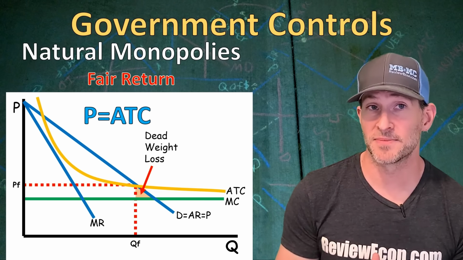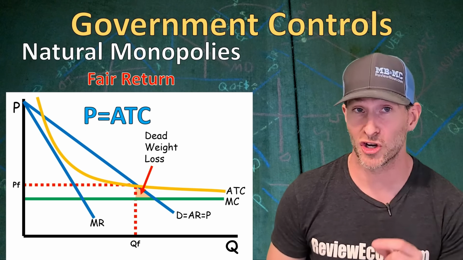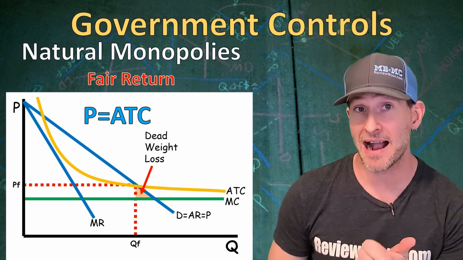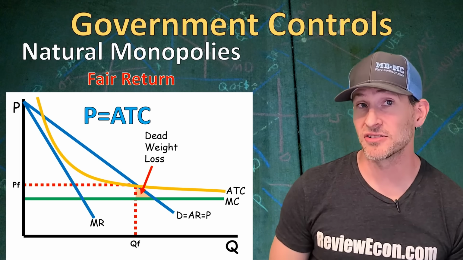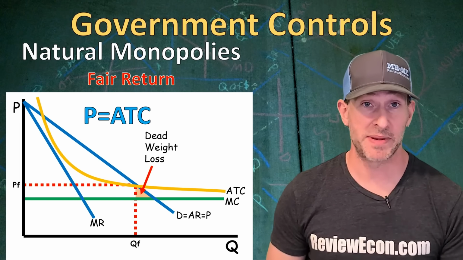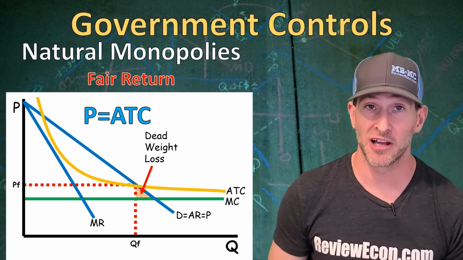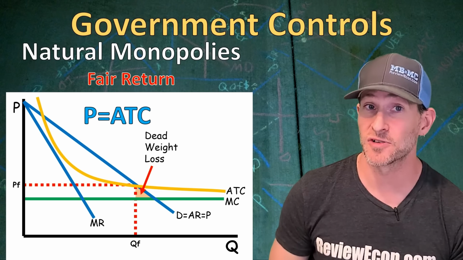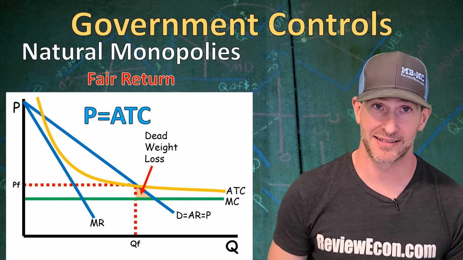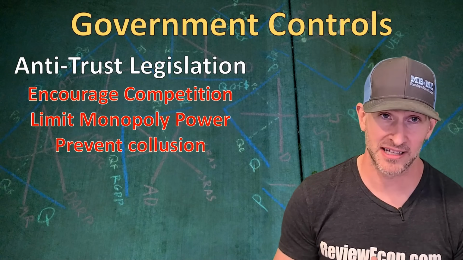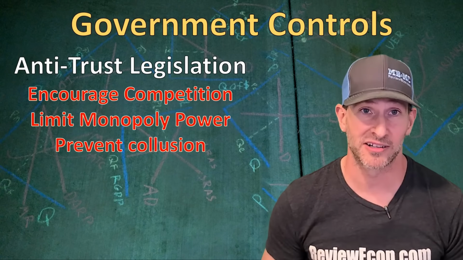If providing a lump sum subsidy is not politically feasible, the government may instead impose a fair return price ceiling. That is where the average total cost equals the price or the demand. At that price ceiling, there is still some deadweight loss, but the firm is going to be producing more than the unregulated quantity, and the price will also be lower than the unregulated price. As a result, we have a smaller amount of deadweight loss than if this monopoly was unregulated. The government may pass antitrust legislation to encourage competition, limit monopoly power, and prevent collusion.